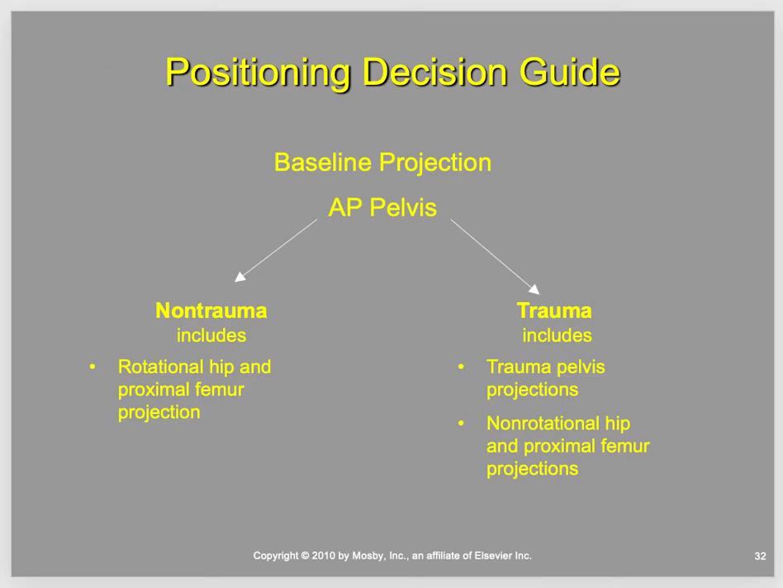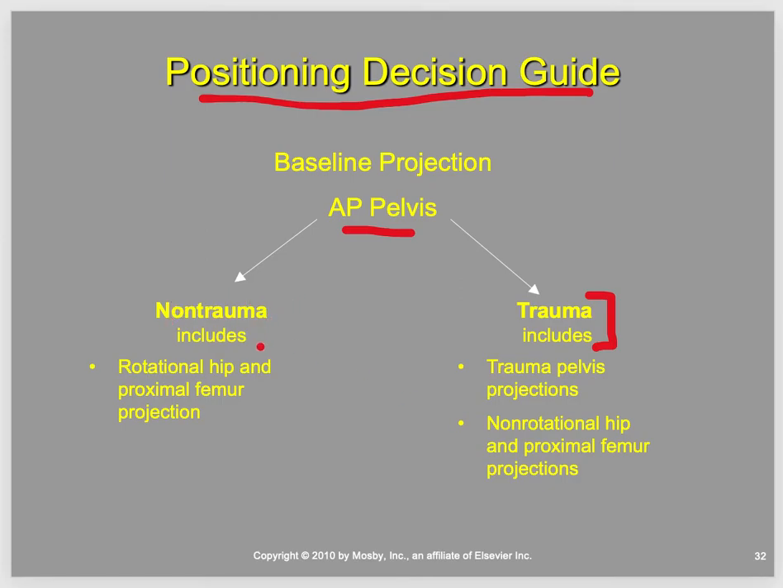We're going to talk about the positioning decision guideline. Baseline projections: you have the AP pelvis. If it's a trauma or includes a trauma, you're just going to take a picture of the pelvis. So AP pelvis, non-rotational hip and proximal femur projections. You're not going to rotate the hips, you're not going to turn the feet in if they're not able to, or if you're not sure, you're just going to leave the feet the way they are and take the original AP picture of the pelvis to see if there are any fractures.